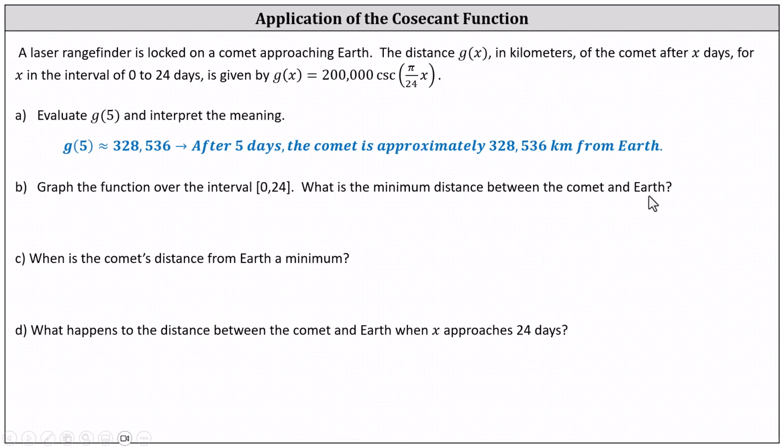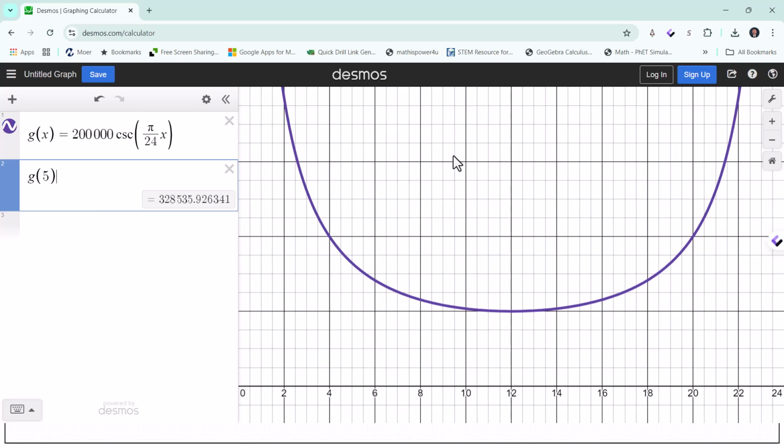For part B, we're asked to graph the function and then determine the minimum distance between the comet and Earth. Part C is related. Part C is, when is the comet's distance from Earth a minimum? Going back to the graph, we need to locate the lowest point on the graph from 0 to 24, which is this point here. If we click on it, Desmos will give us the ordered pair, which is 12, 200,000.